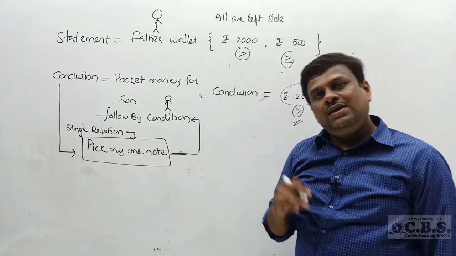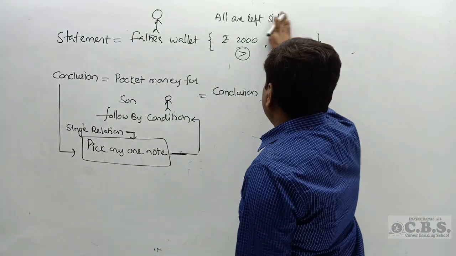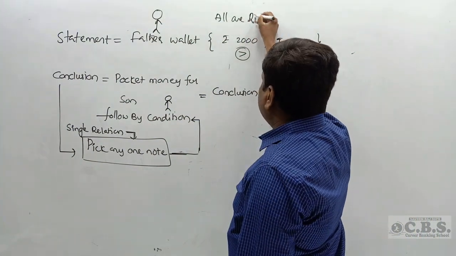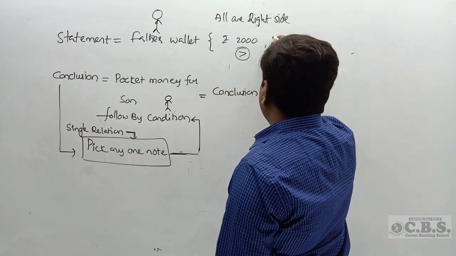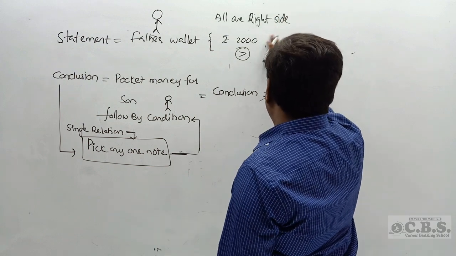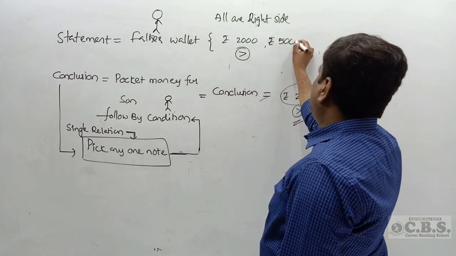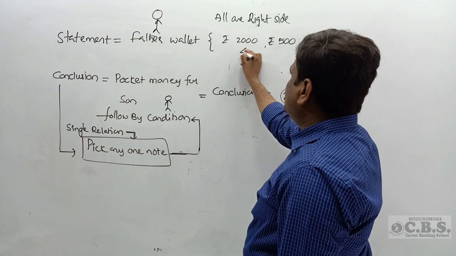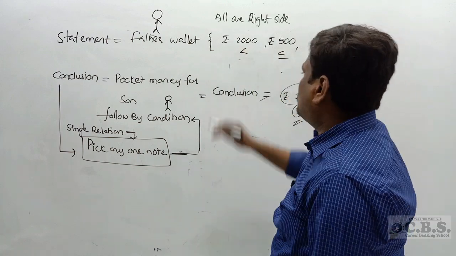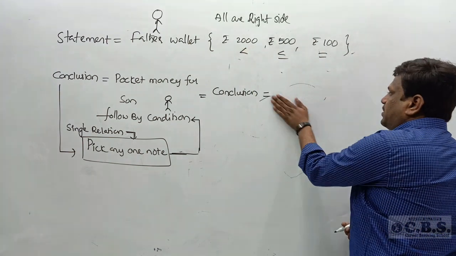Okay, so if all symbols are on the left side. Similarly, if all symbols are on the right side, what happens? All symbols are on the right side. This is less than or equal to, and equal. So definitely we are going to pick up this answer.